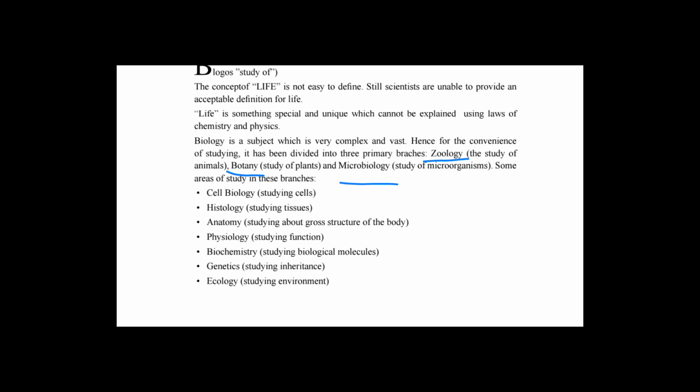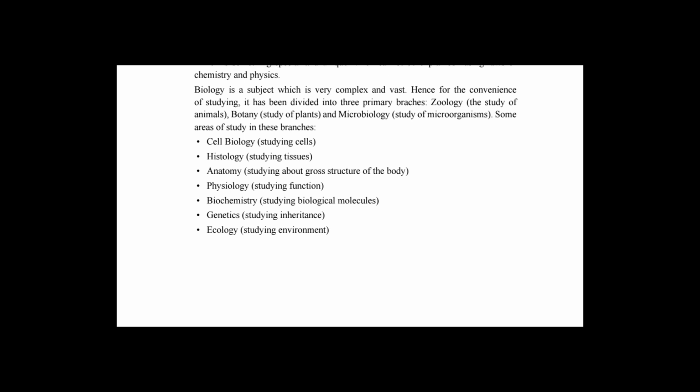Other than these main 3 branches, there are some sub branches as well. These sub branches are like cell biology, histology, anatomy, physiology, biochemistry, genetics, and ecology. There are 7 sub branches. Okay.